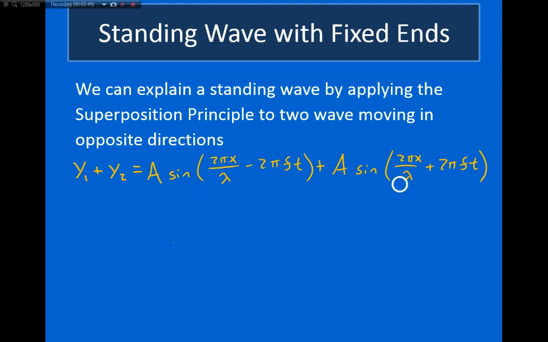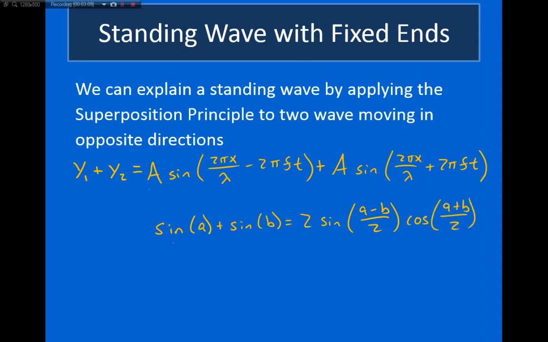Now, we can simplify this and rewrite this using a trigonometric identity. So if you remember from trigonometry, sine of A plus sine of B is equal to 2 times sine of A plus B over 2 times cosine of A minus B over 2. Actually, I have that mixed up. It's plus here and a minus here.